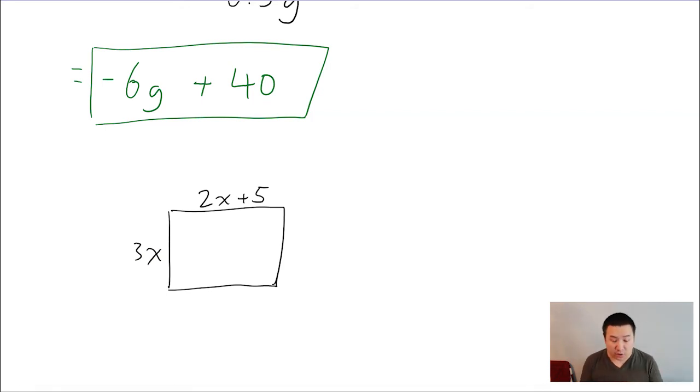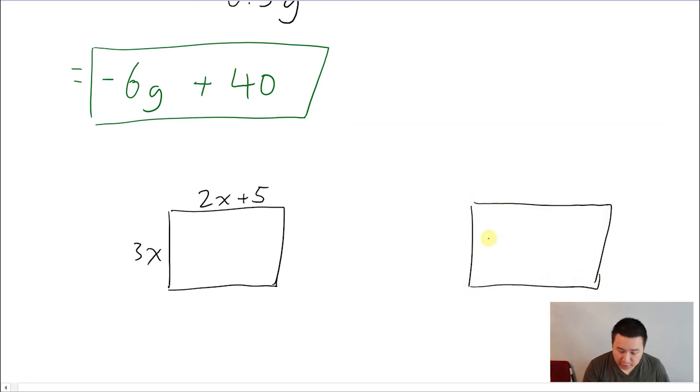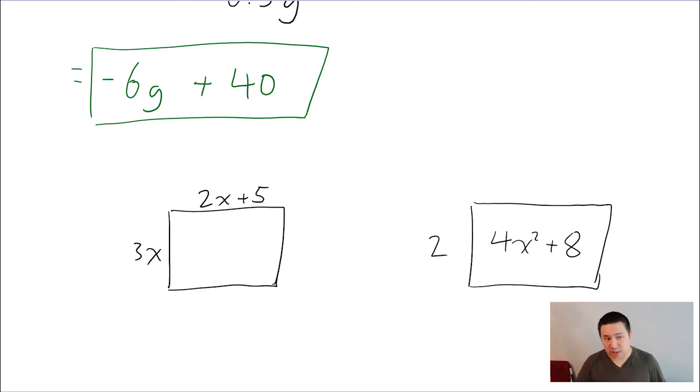They might go the other direction. They might say, here's another rectangle. I know the area. My area is 4x squared plus 8. My width is 2. Can you find the length for me? If I know the area and I know the width, I can find the length by dividing. Take the area, divide by the width, and then you have your length. So these are types of scenarios that you may come across, and you should be able to handle them.